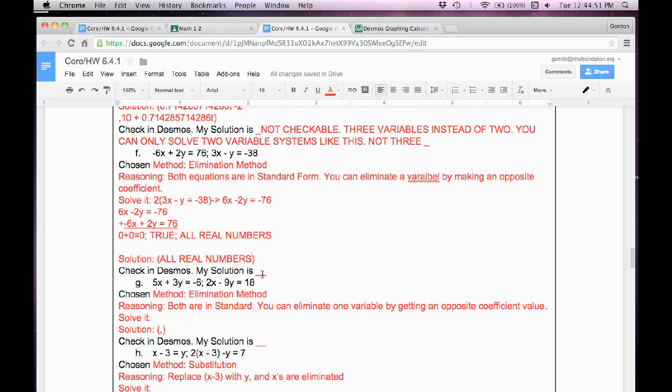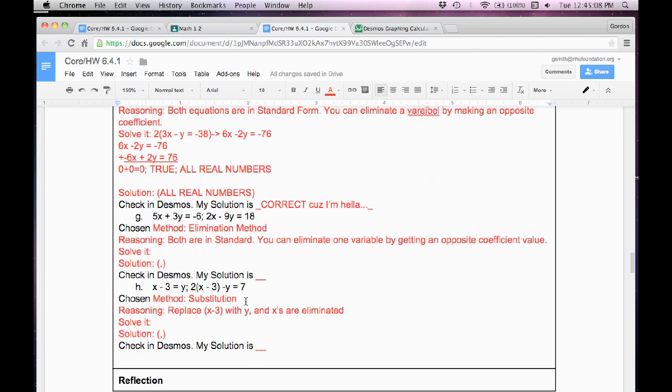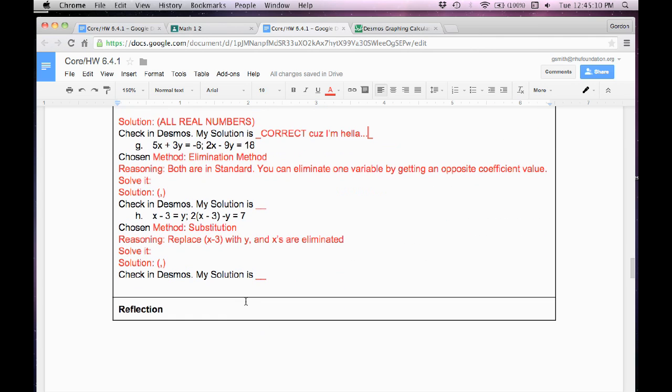And my solution is correct, even though my spelling of correct is predictably not correct, because I'm hella. Dun, dun, dun. Yeah. All right, let's look at G.